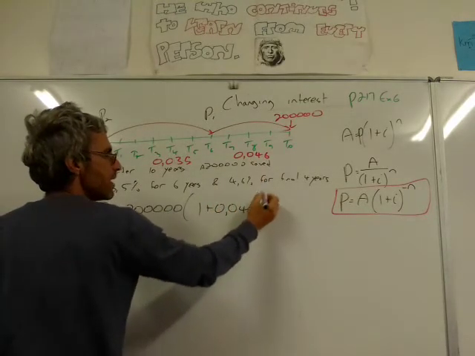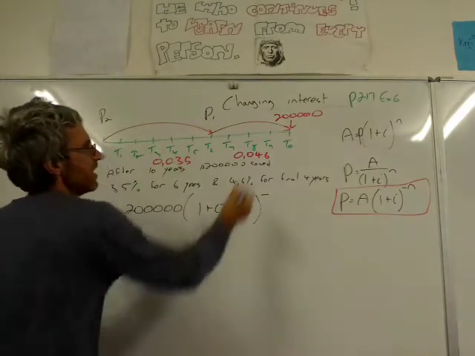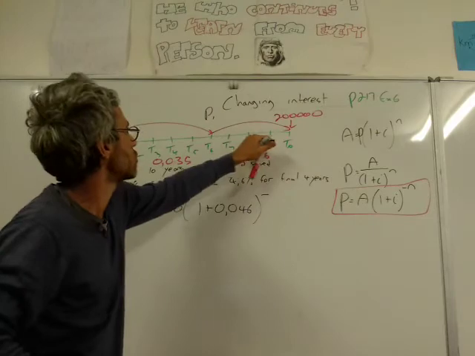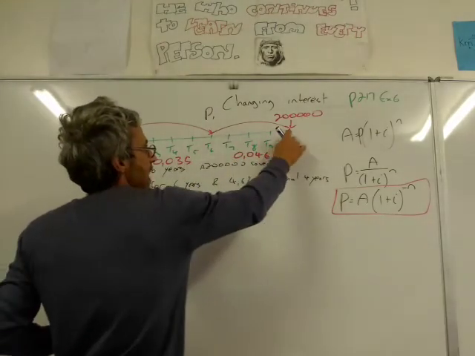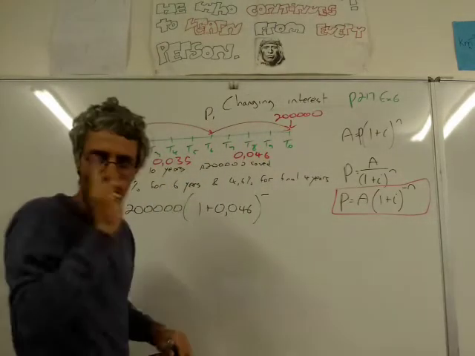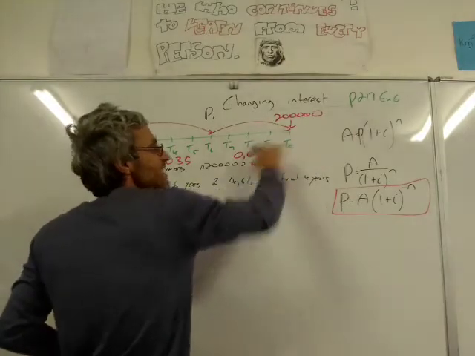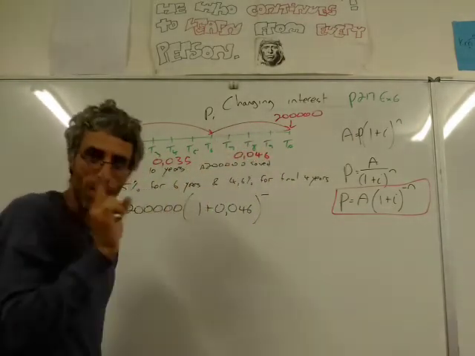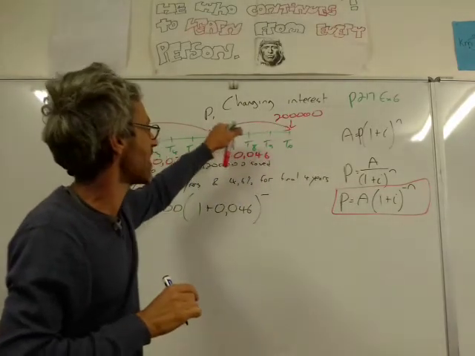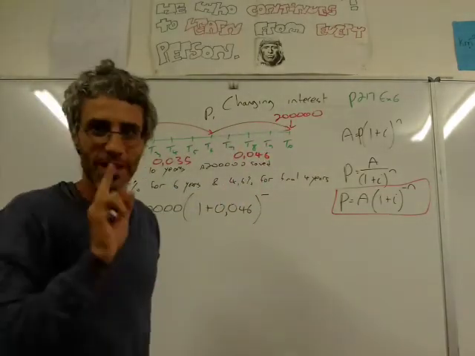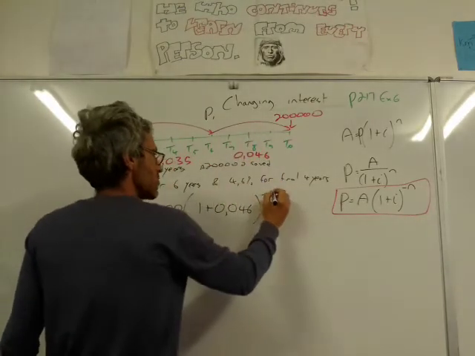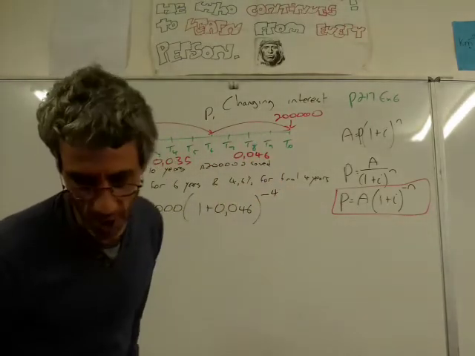0.046, power minus n. How many years have passed? We're drawing this timeline: 1, 2, 3, 4. I'm not counting lines, because that will make it wrong. I'm counting intervals. Very important, guys: don't count these tiny little lines, because it looks like there are 5 lines, but it hasn't been 5 years. It's 4 years. So minus 4.